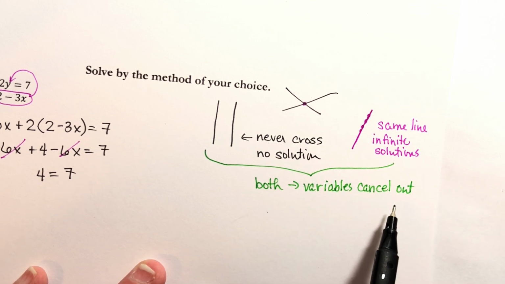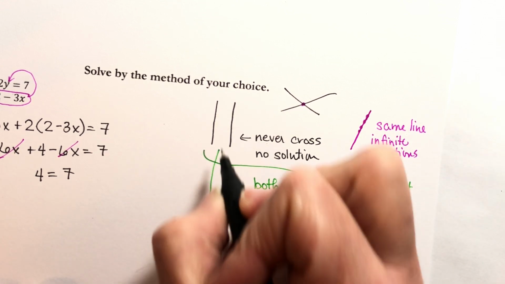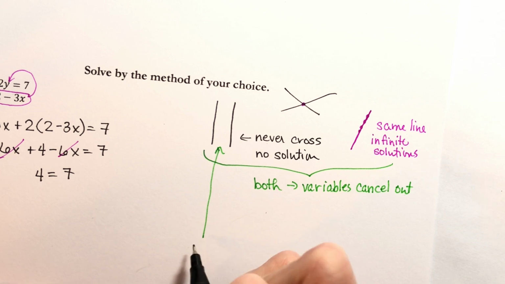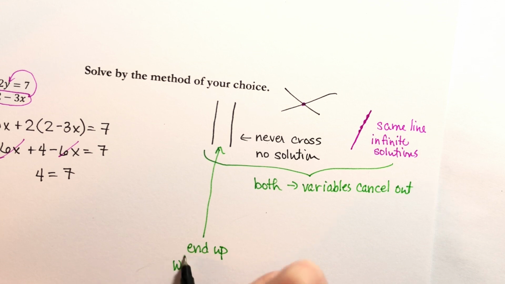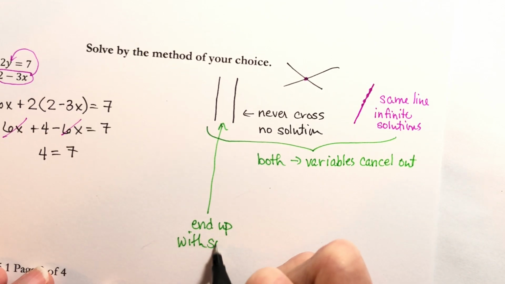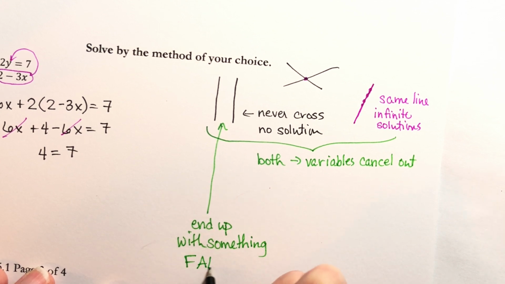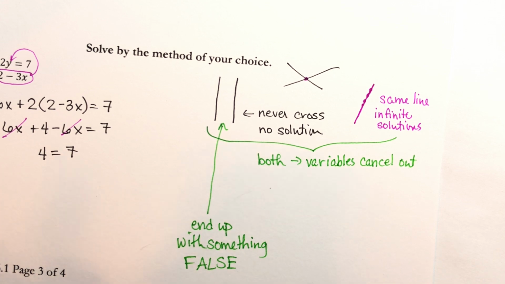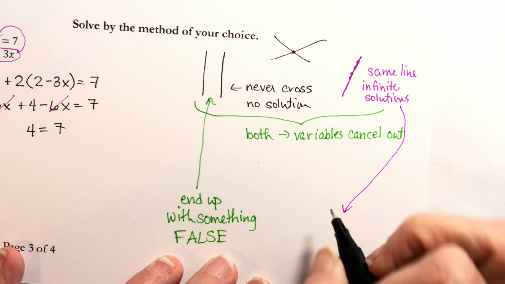And this is going to happen whether you use substitution or elimination, addition. So they're both going to cancel out. Now, in this case, you end up with something false. Okay, and then if you have this case, you end up with something true.